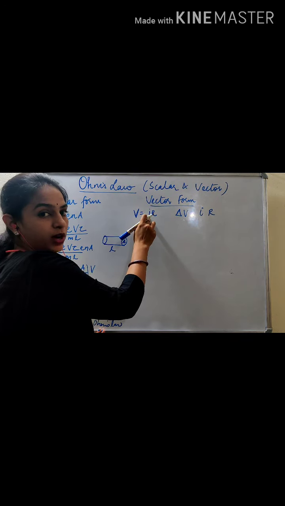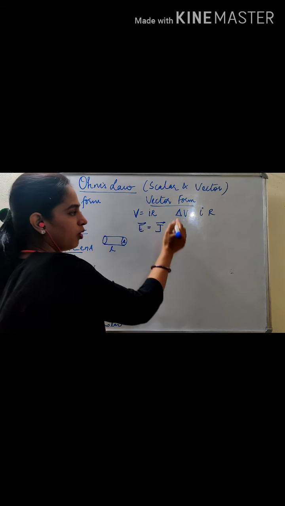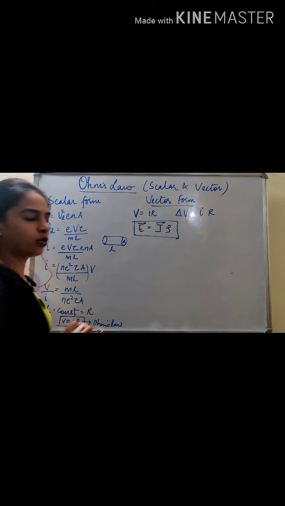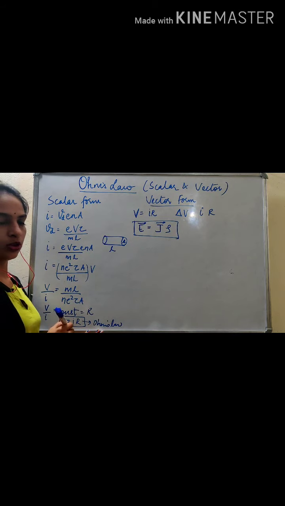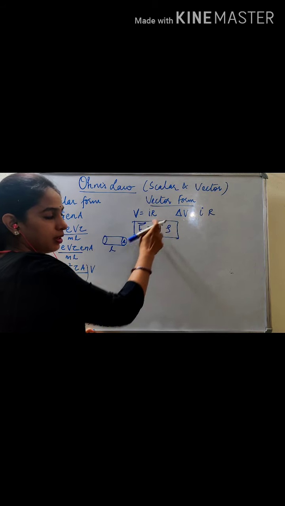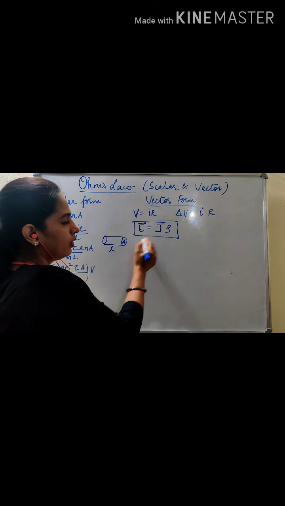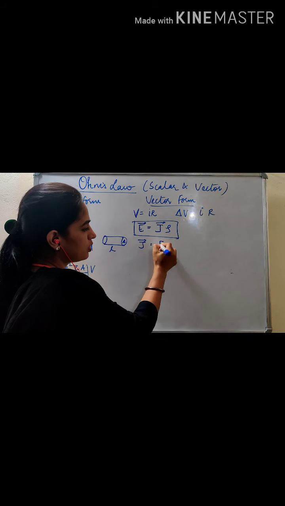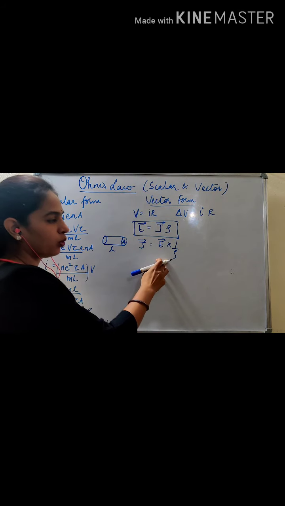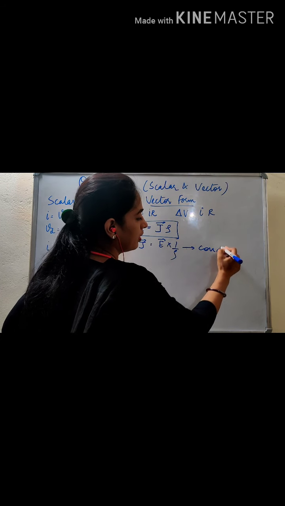What is the vector form of I? Current density J, which we just now studied. And the vector form of resistance is resistivity. So E is equal to J rho is the vector form of Ohm's law, because here we have these quantities, electric field and current density, all in vector form. Writing this as J is equal to E times 1 by rho. What is 1 by rho? Rho is resistivity, so 1 by rho is conductivity.